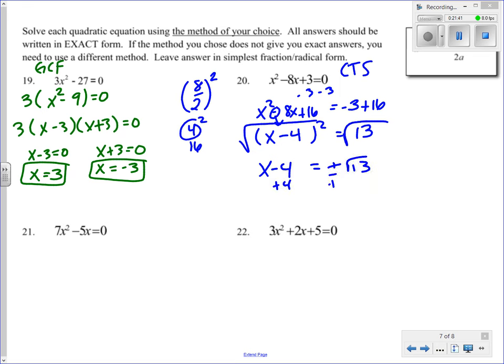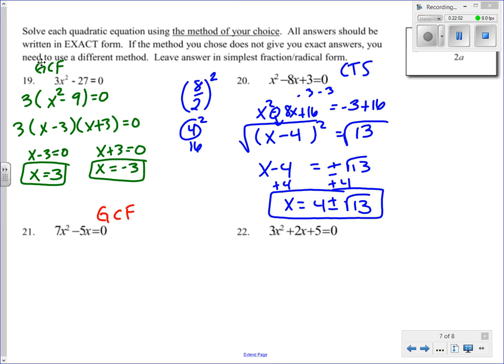Add your 4. And that's your final answer. Number 21 is another example of GCF.